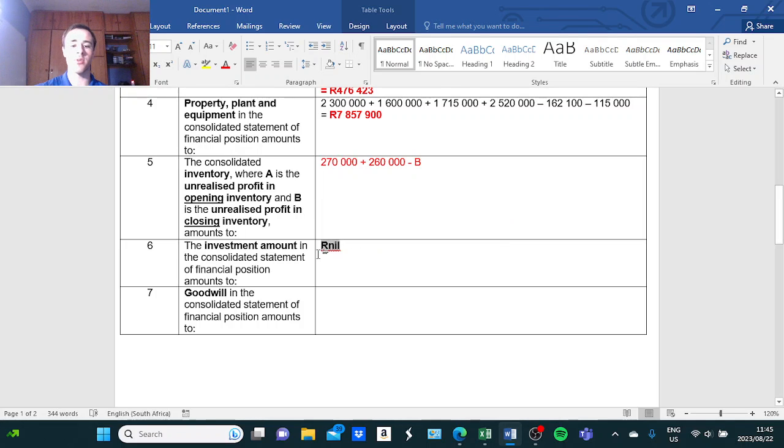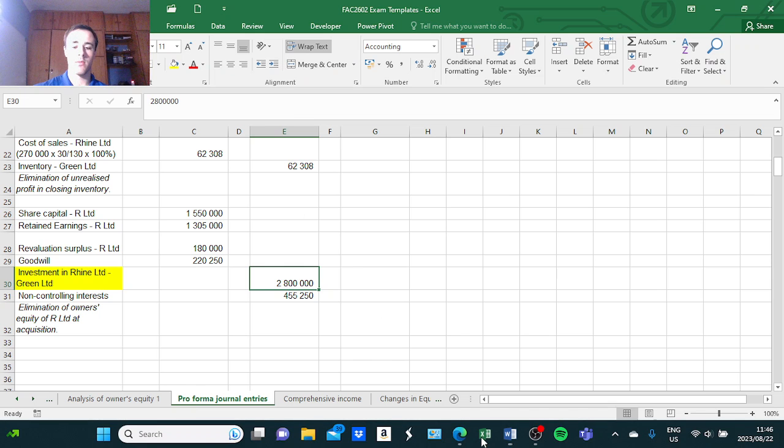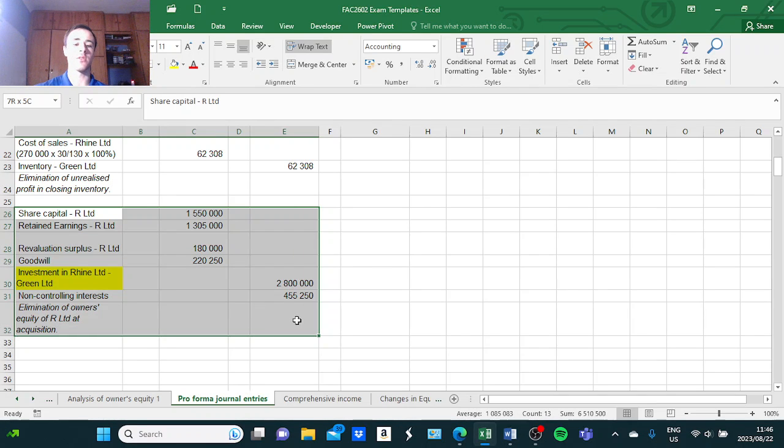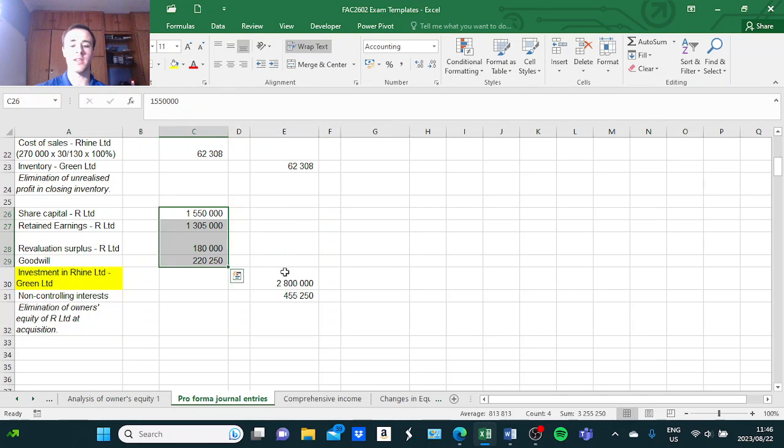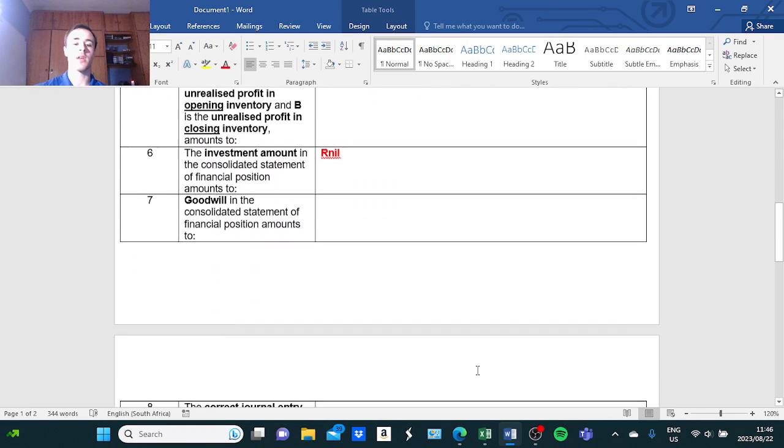Okay, why is it 0? Because it is eliminated at acquisition. So please make sure that you understand this journal entry and you are able to draft it correctly. Okay, just making sure that it balances. Right, let's move on to question 7.